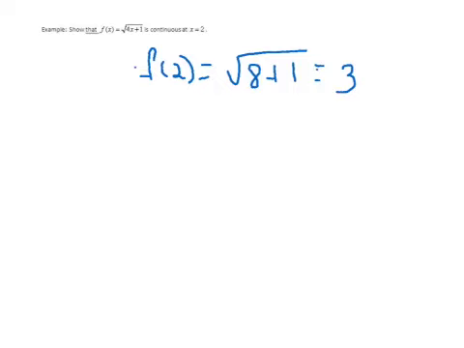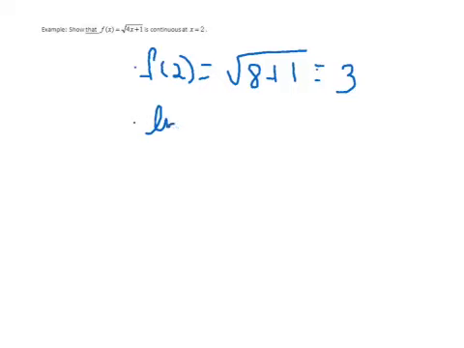Okay, so now let's look at an example. We want to show that the function f of x equals the square root of 4x plus 1 is continuous at x equals 2. So step 1, we need to make sure our function exists at the number x equals 2. So we replace x with 2, we get 8 plus 1, square root of 9, and that's 3. So we get a real number, therefore the function exists at x equals 2.